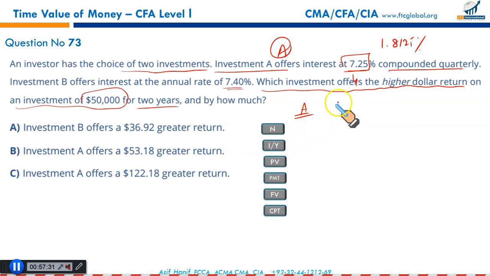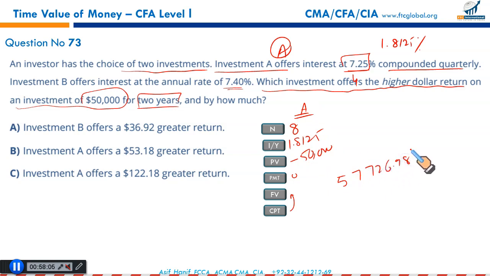So how many quarters would there be in 2 years? We are talking about 2 years' time. So 2 times 4, there are 8 periods. Interest rate is 1.8125. Right? We need to calculate the future value. The present value is what you are investing: $50,000 is being invested today. There is no periodic payment. We just need to calculate the future value by investing $50,000 in investment A. This will return 57,726.98 at the end of the second year.